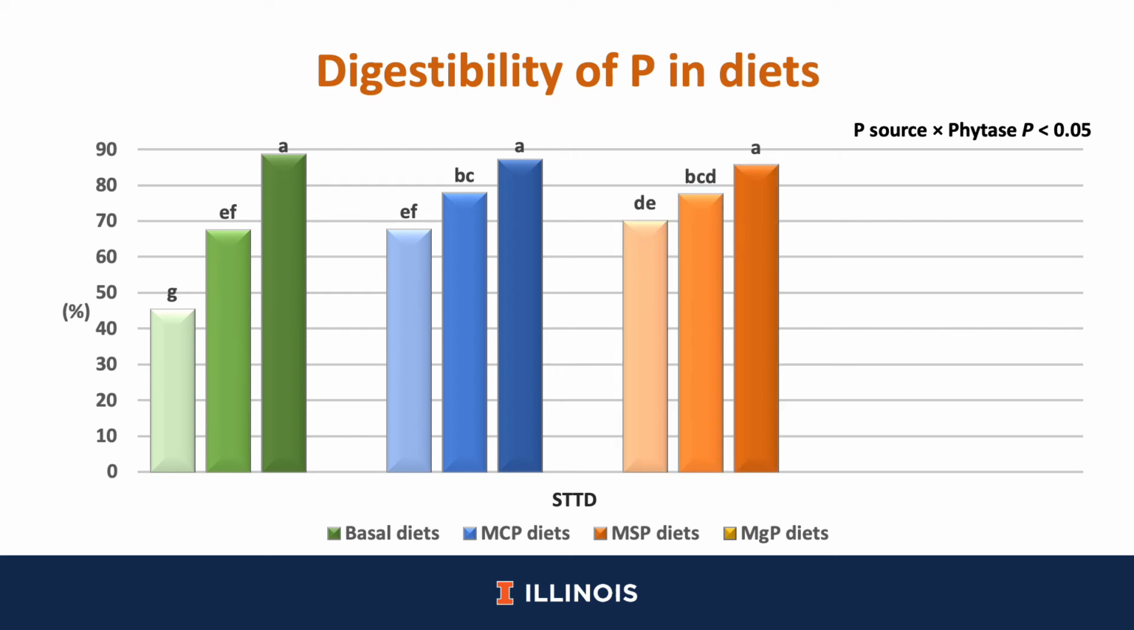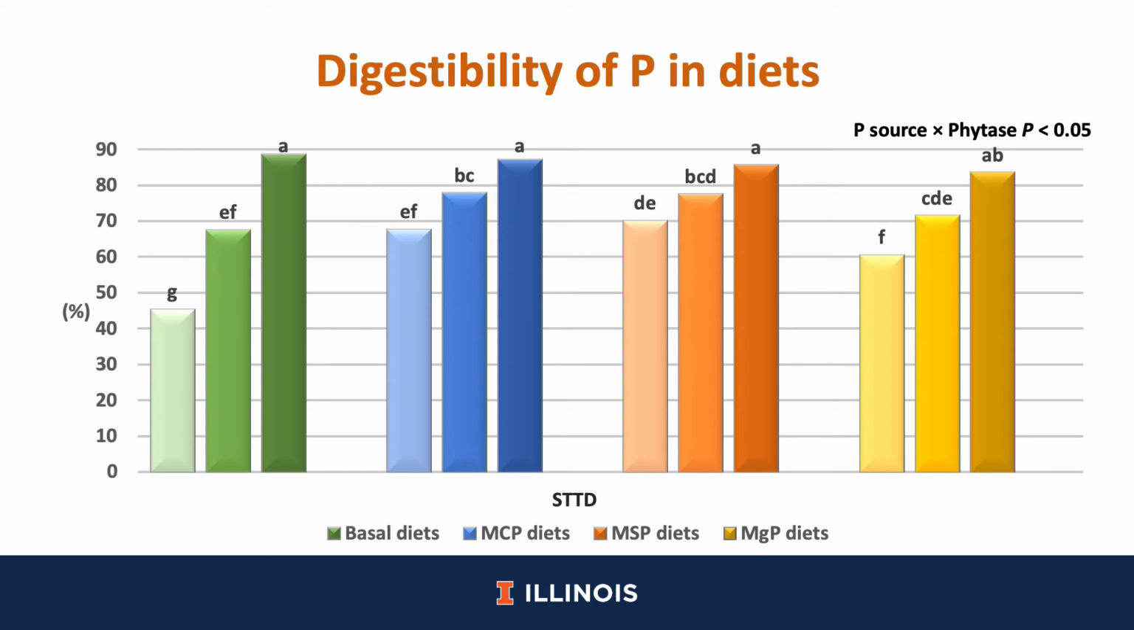From MSP, we observe the same results, an increase in the digestibility as we increase the concentration of phytase, and the same results were observed for MGP. However, the results from MGP appear to be lower. However, this is the digestibility of phosphorus in the diets, and the objective of this experiment was to test if the digestibility of phosphorus in the ingredient is different.